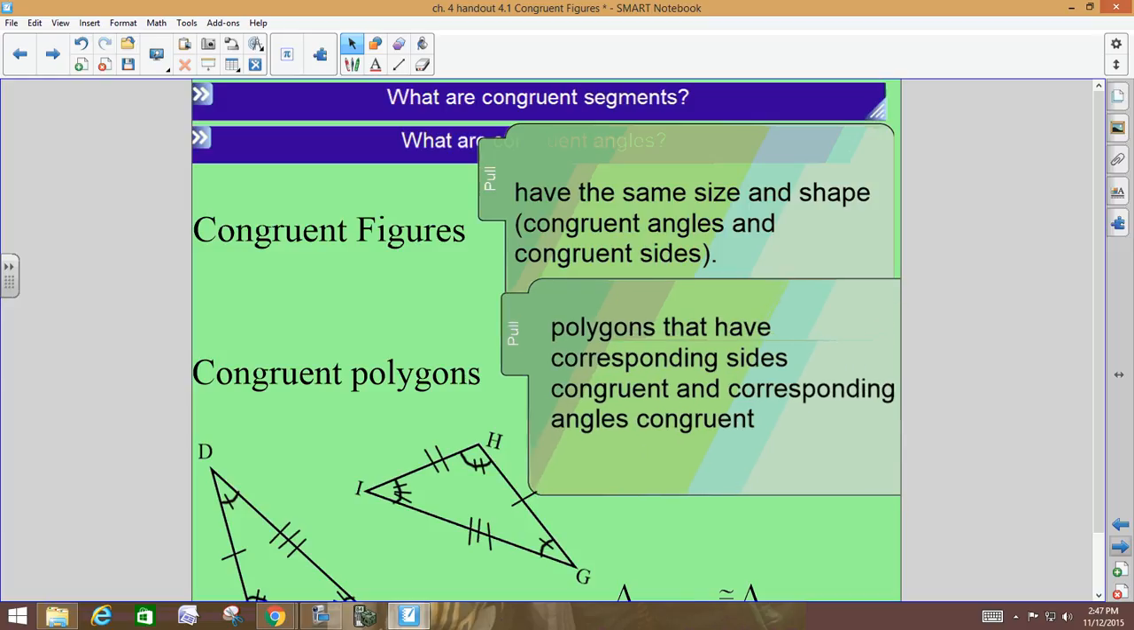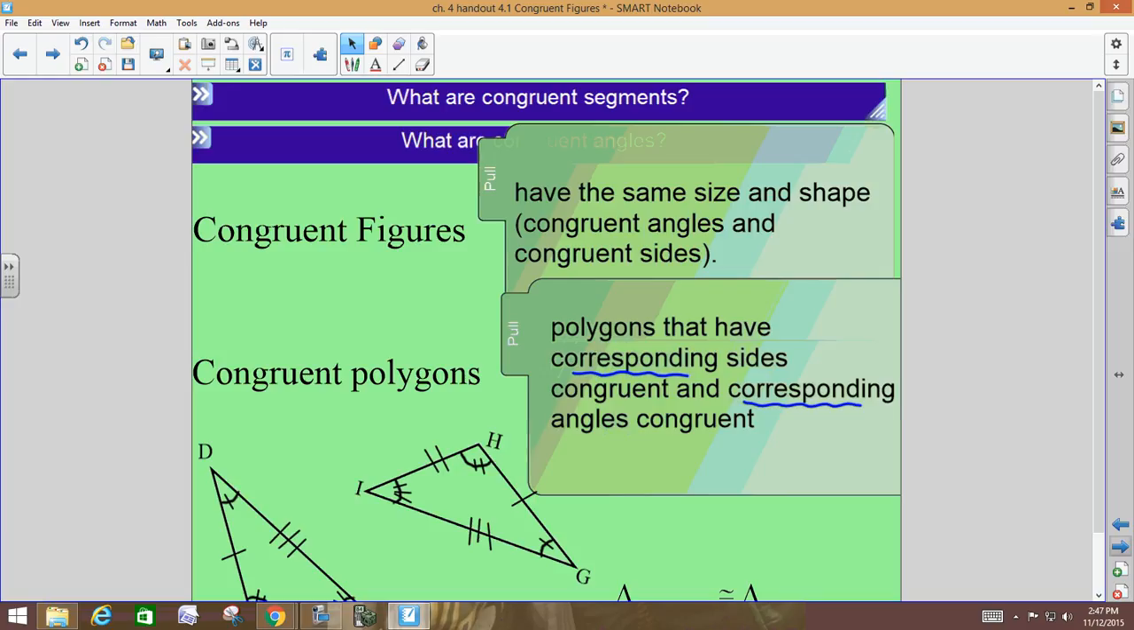That's funny. Congruent polygons. Polygons that have corresponding sides congruent and corresponding angles congruent. They're basically the same definition, but polygons have congruent corresponding sides and congruent corresponding angles. Corresponding, the sides that are on the same part of the polygon. Angles, the same angles in the polygons, like they line up together.